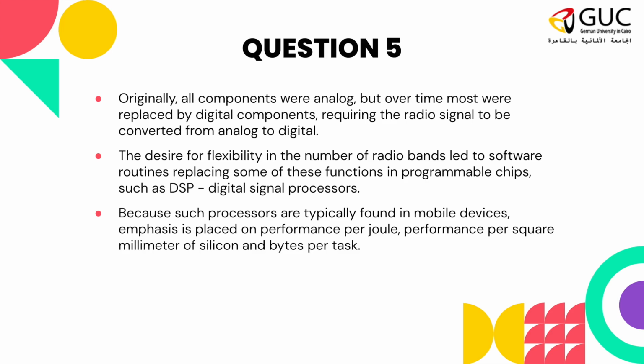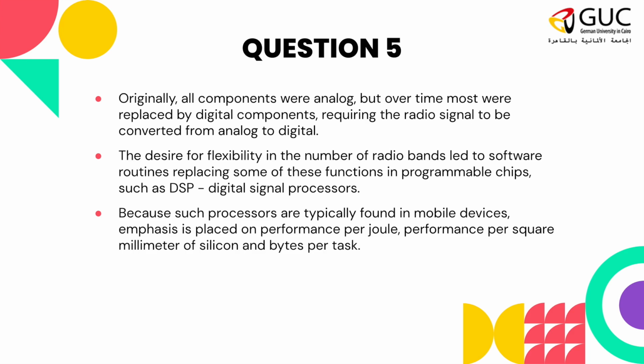Originally, all components were analog, but over time, most were replaced by digital components, requiring the radio signal to be converted from analog to digital. So back in the old days, everything was somehow analog. However, with the new technologies, we are moving into digitalizing the components. The desire for flexibility in the number of radio bands led to software routines replacing some of these functions in programmable chips, such as digital signal processors.